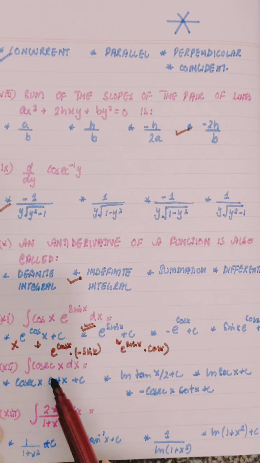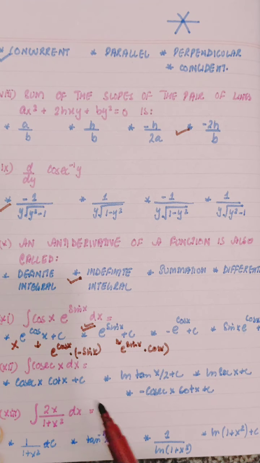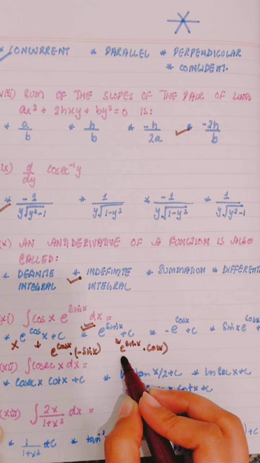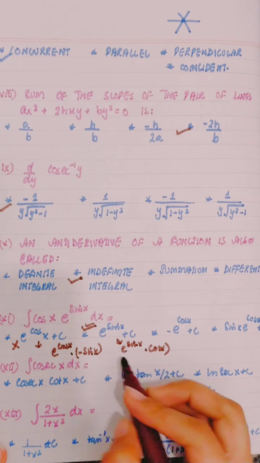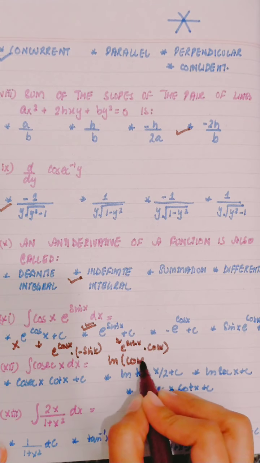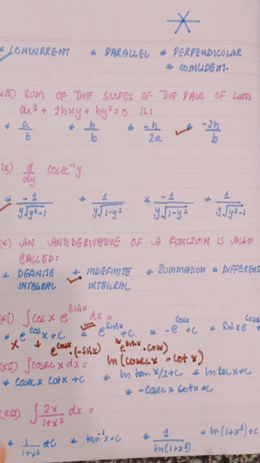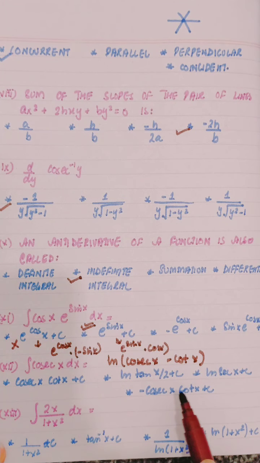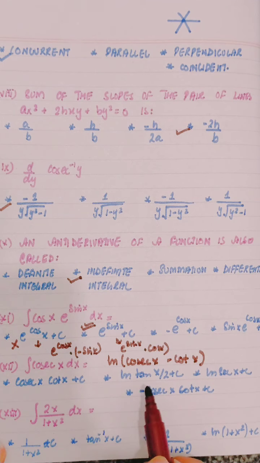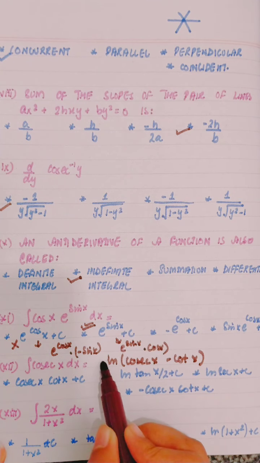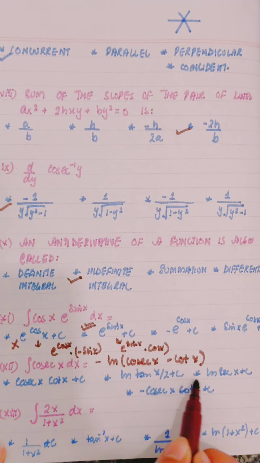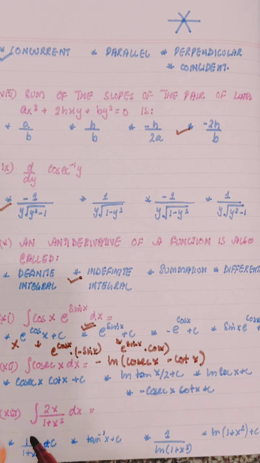Now in part 12, the integral of cosec x dx. The integral of cosec x is basically ln of cosec x minus cot x, and I think this is a typing error because I copied these questions from the past paper, so the answer is this and we don't have this option. Now in part 13, the integral of 2x divided by 1 plus x squared dx.